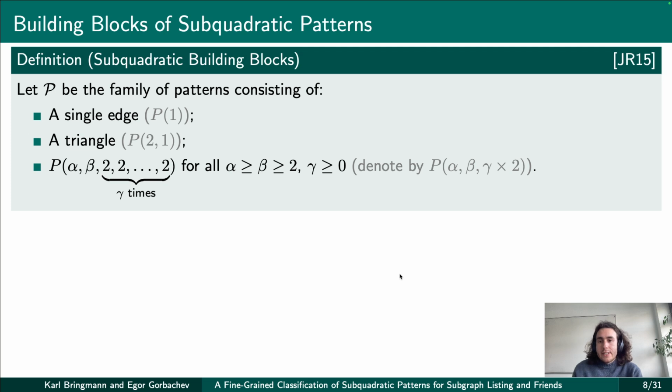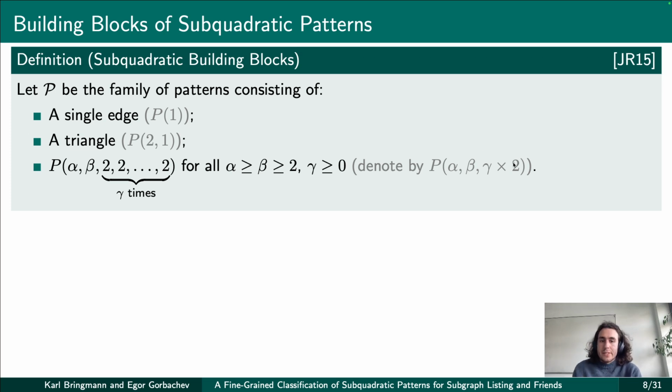And now we can define the family calligraphic P. It consists of a single edge, so P(1), a triangle, P(2, 1), and all the P graphs where all paths have length at least 2, and at most 2 of these paths have length strictly larger than 2. In other words, these are graphs P(alpha, beta, 2, 2, and so on, 2, repeated gamma times), which we denote as P(alpha, beta, gamma times 2) for short.